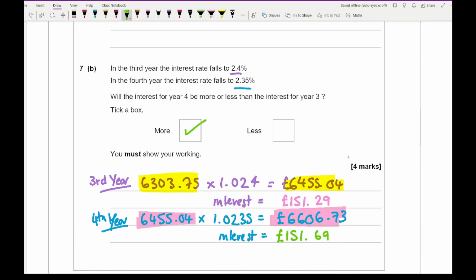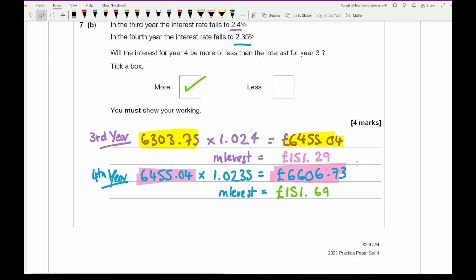So the correct answer is going to be more, and the reason for that is because 151.69 is greater than 151.29.